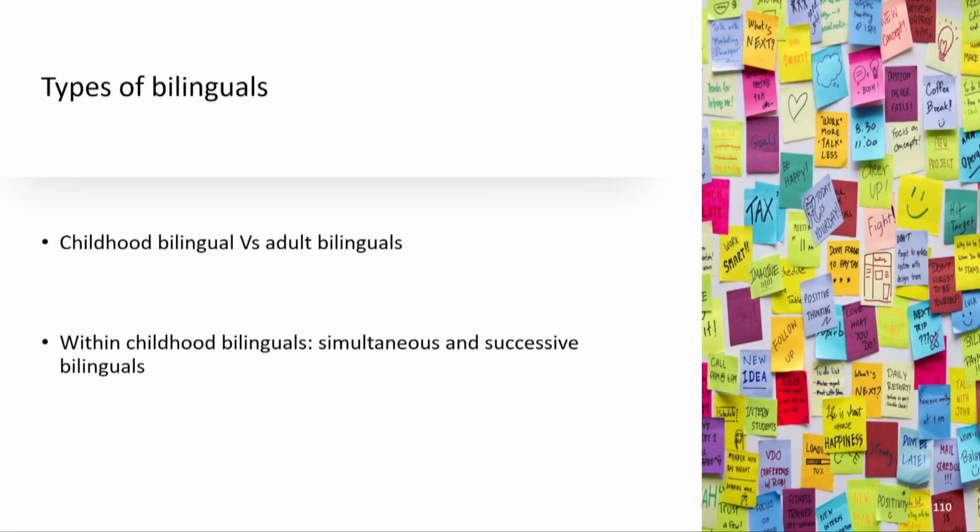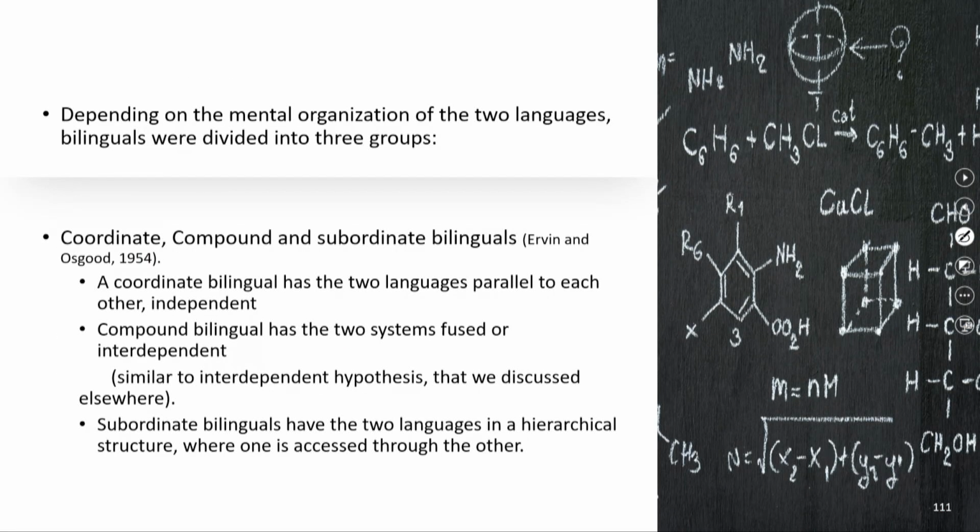So, this part has already been taken care of. We will not talk about it again. These two things have already been discussed: simultaneous and successive, as well as childhood and adult, we have already talked about.